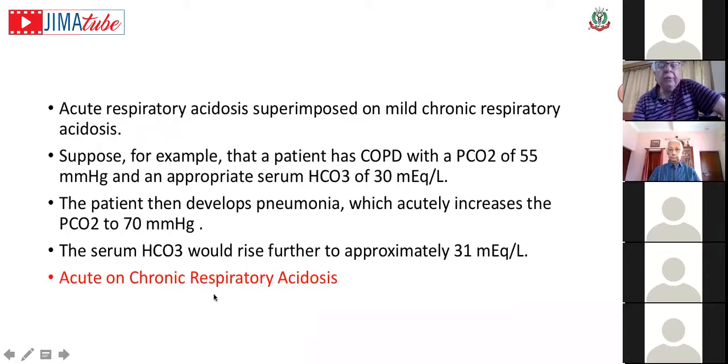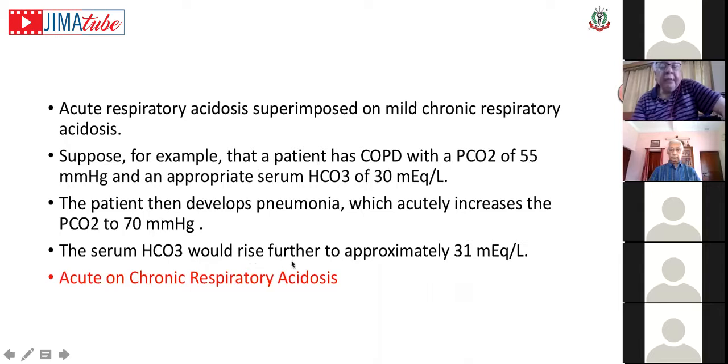But this is also a possibility: acute respiratory acidosis superimposed on mild chronic acidosis. This might be the most common example. Suppose this patient had COPD, had a baseline CO2 of 55, and the bicarb was appropriately 30, and probably this patient's pH would have been normal. Now this patient develops pneumonia and his PCO2 has risen to 70, a sudden rise of PCO2.